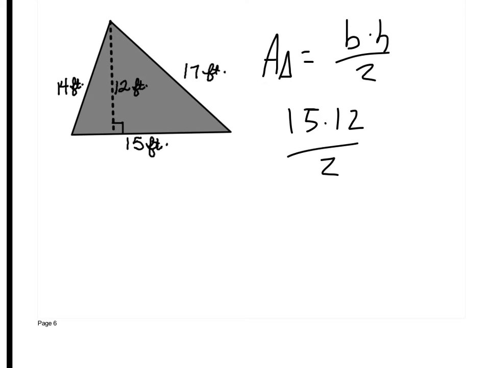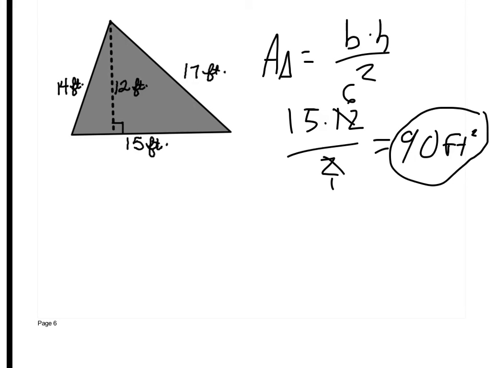A lot of people did 15 times 12 and got 180, divided by 2 and they got 90. That's fine. Or you could divide 12 by 2 and get 6. 6 times 15 is, guess what? 90. Same thing as 15 times 12 divided by 2. So my unit is 90 feet squared. Now some of you didn't write the units. That would be wrong. I didn't tell you that, but make sure you're writing your units. It's feet squared. Any questions?